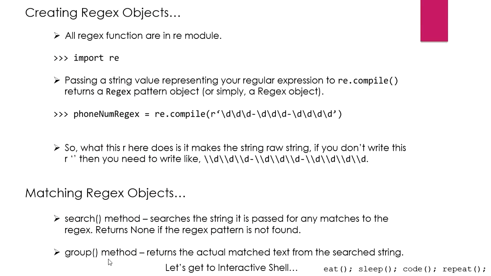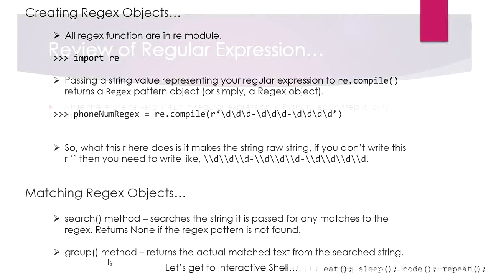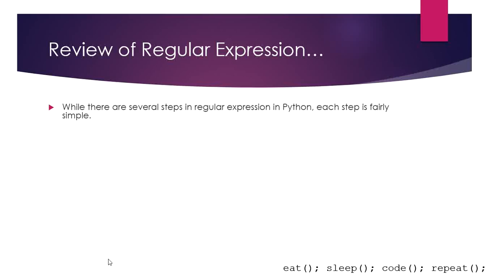So this is how we match. We use two very important methods of the regular expression re module, search and group. What search does is it finds, and group presents. Okay, it returns. Now let's review. This is the end. Let's review what we have learned.